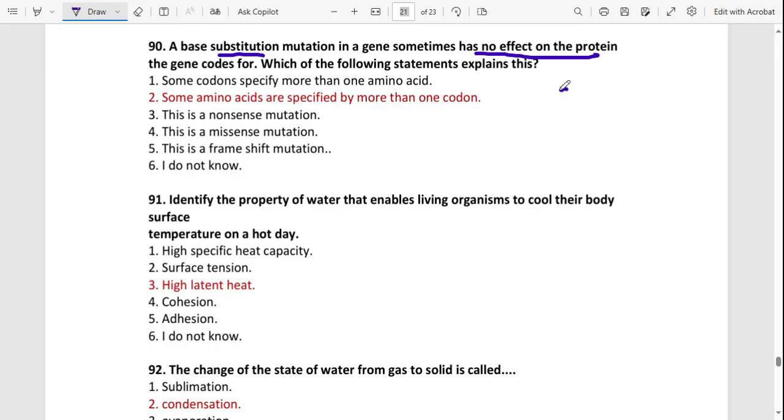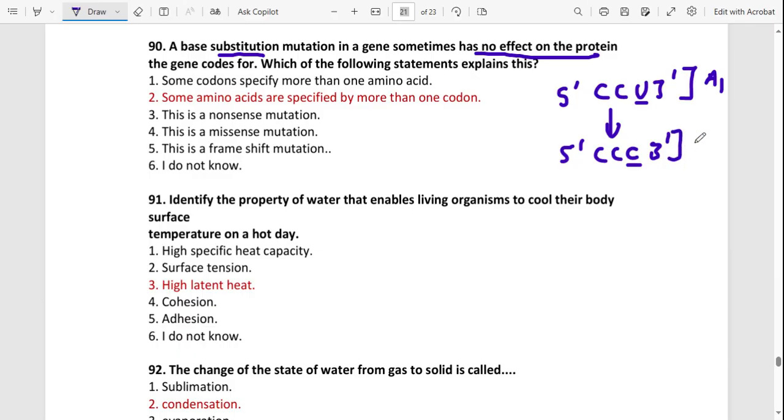For example, the strand you had initially was 5' CCU 3'. After a mutation happens, you have 5' CCC 3'. Remember we said that the third position wobbles. Let's say the amino acid you are forming is A1. Even after mutation, you are still forming the same amino acid A1, because some amino acids are specified by more than one codon. So the genetic code is redundant, it is degenerate.